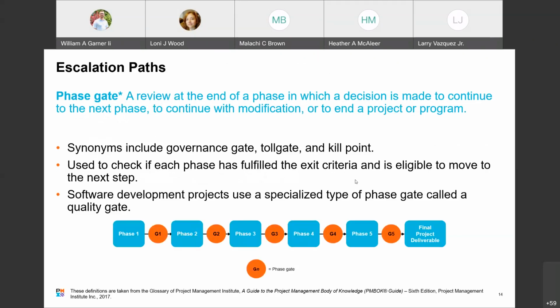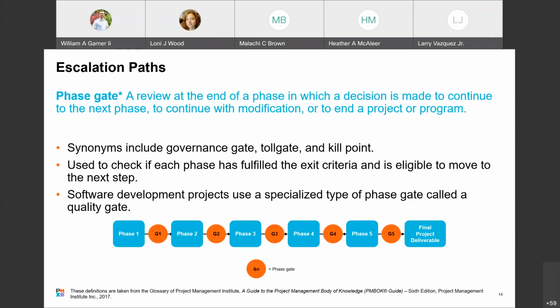Now here's a graphical representation that might help us. I'm a picture guy, and I'll tell you that all day long. So, a phase gate. I should have asked you guys what phase gates were before we even got going here. A phase gate is a review at the end of the phase in which a decision is made to continue to the next phase, to continue with modification, or to end a project or program.